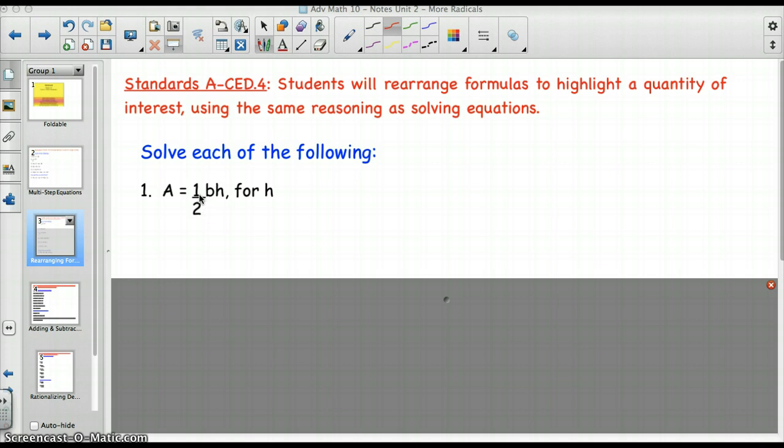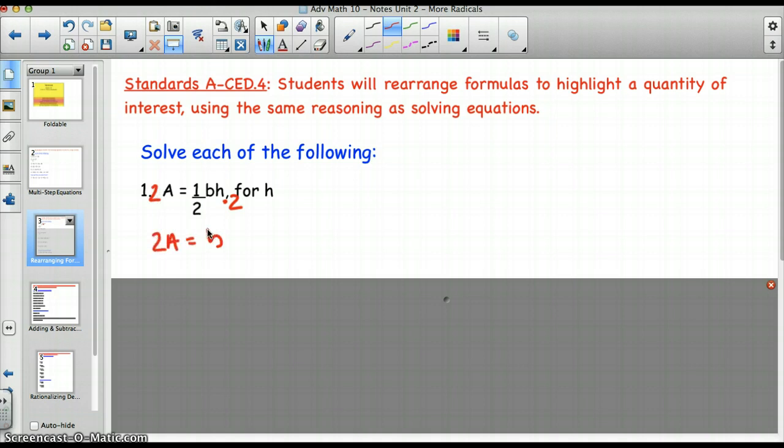So the goal is to get this h all by itself. The first thing that I want to try and get rid of is this multiplying by a half. To cancel out the multiplying by a half, I'm going to multiply both sides by 2. I'm going to multiply this side by 2. So I end up with 2a equals bh.